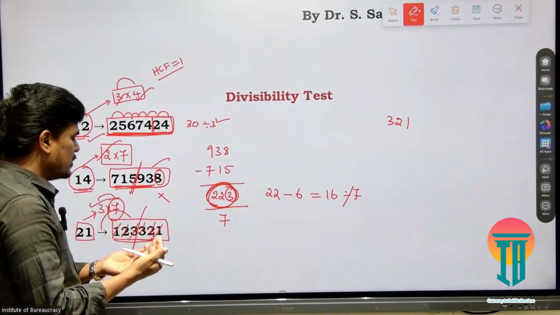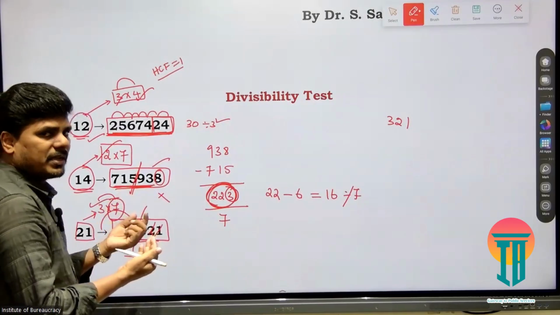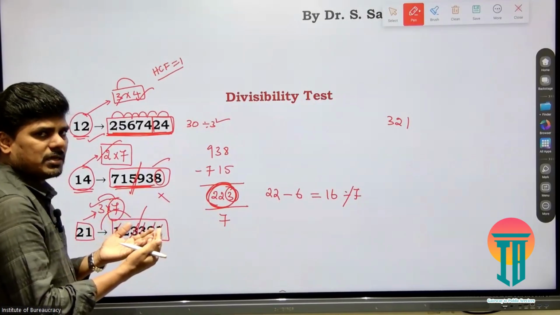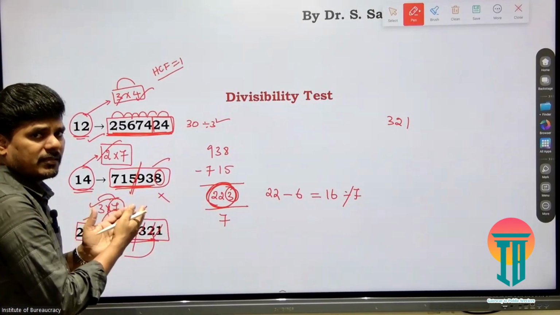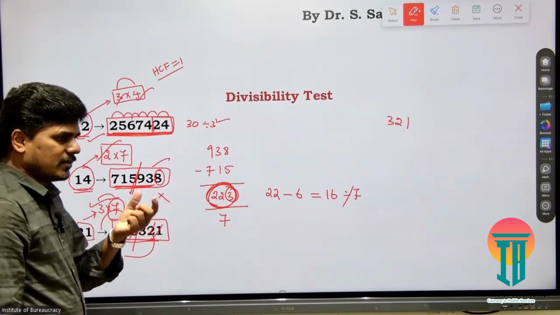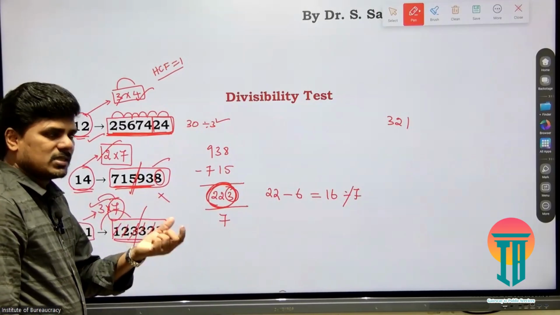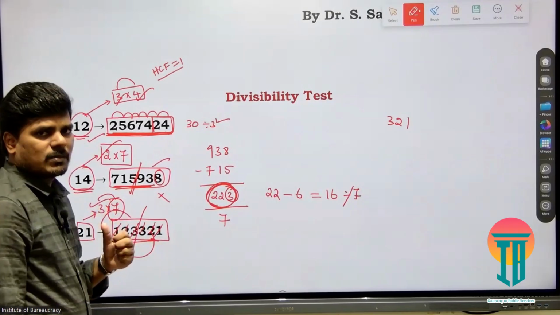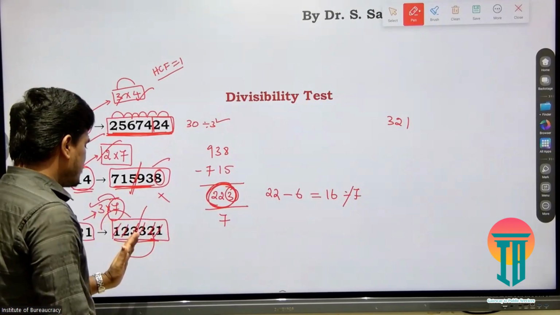Take the sum of the digits in the odd places and the sum of the digits in the even places, after separating the number into groups of three digits. If the difference is divisible by 7 or is 0, then the number is divisible by 7. Hope you are understanding. Now I'm separating the groups of three numbers.